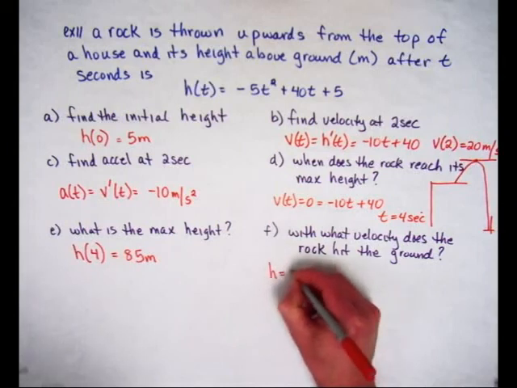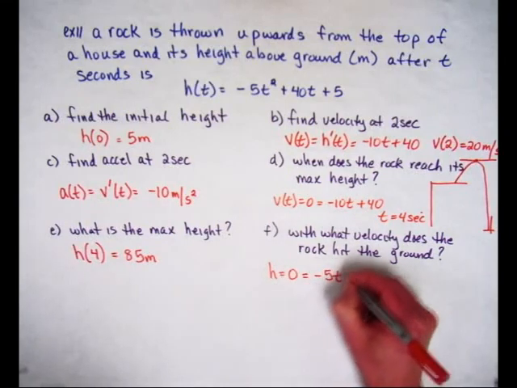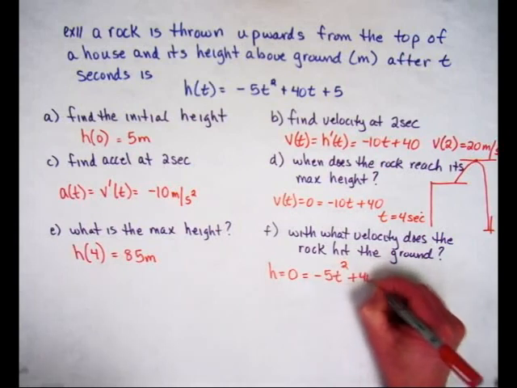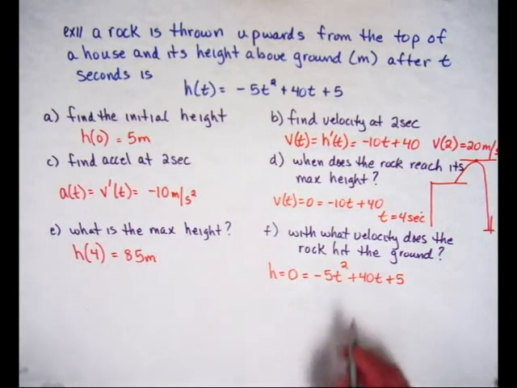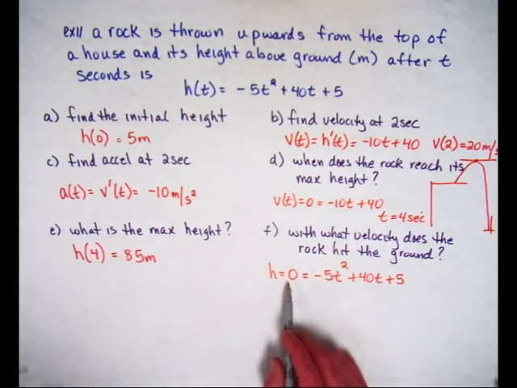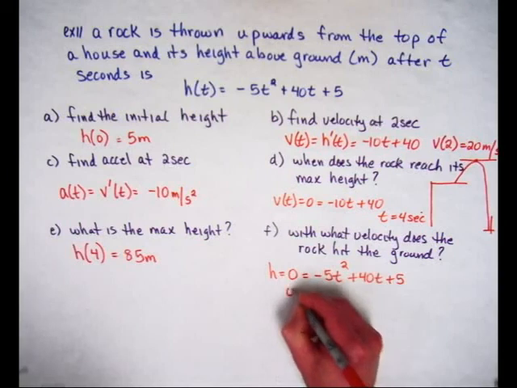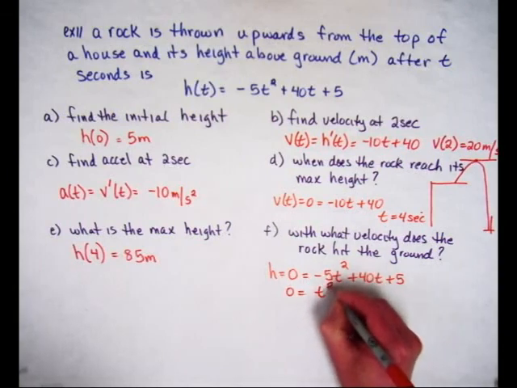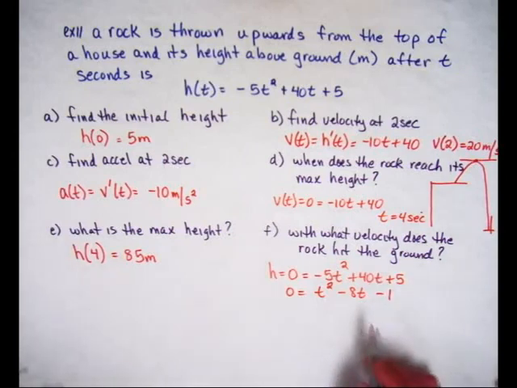So if the height is 0, we can solve the equation 0 equals -5t² + 40t + 5. This will tell us at what moments in time the object had a height of 0, in other words, was on the ground. Now we can divide both sides of this by -5 because it's equal to 0. So we're going to have t² - 8t - 1. You'll notice that this quadratic equation is not factorable.